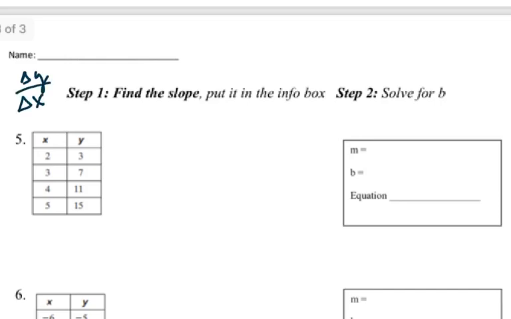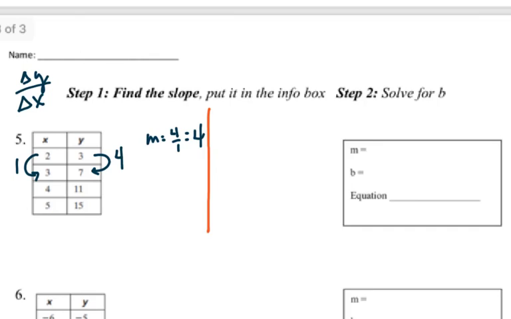So in number 5, what we know is that the slope is the change in y over the change in x. So I found 2 y values, I found 2 x values. My change in y, from a 3 to a 7, how much did it change? It went up 4 units. So my change in y is a positive 4. My x increased 1 unit. So the slope of this line, my m, is 4 over 1, which is the same as the number 4.